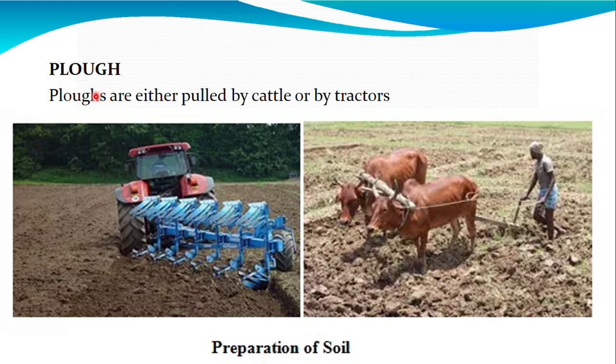This is done by using a plow, which is made of wood or iron. The wooden plow was used for thousands of years in agriculture. However, in recent times, this has been replaced by the iron plow. Plows are either pulled by cattle or by tractors. Although the use of a tractor is expensive, it saves a lot of time and labor for the farmers.